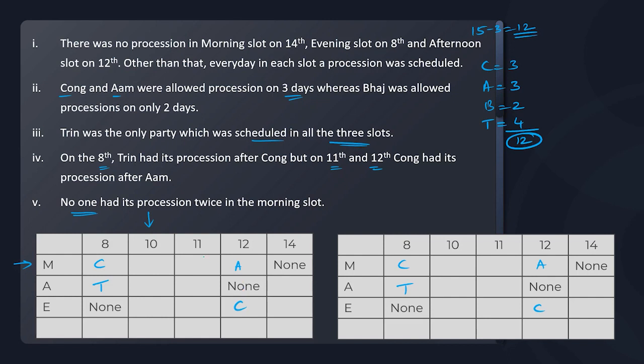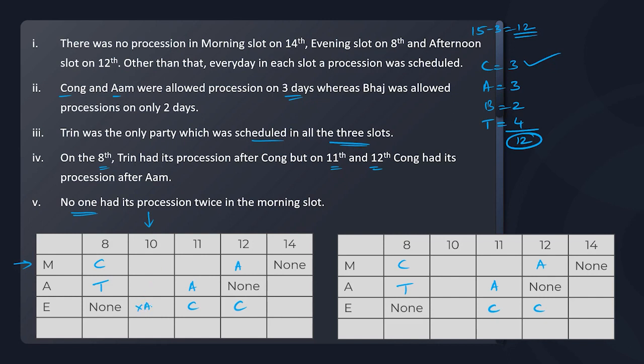Now on 11th, A cannot be in the morning slot. This cannot be A. So A has to come here, C has to come here. So I have fixed quite a few of my things already. So this has to be A, this has to be C. If you notice, all 3 C's are done. Now I'm left with 1 more A. Only 2 A's are done, 1 more A. Where can that other A be? Let's take a look at it.